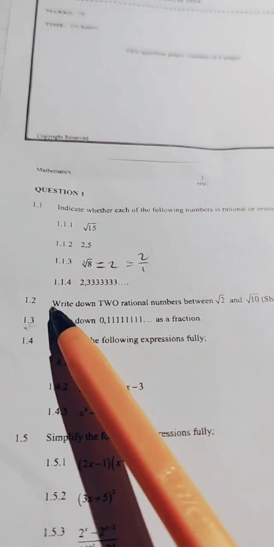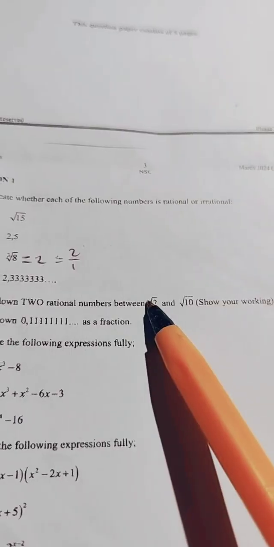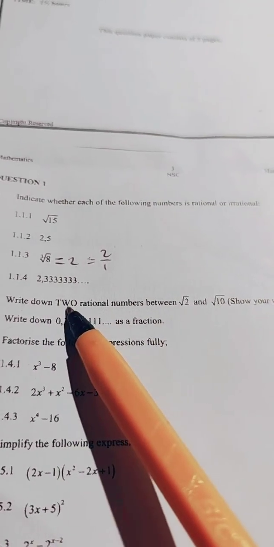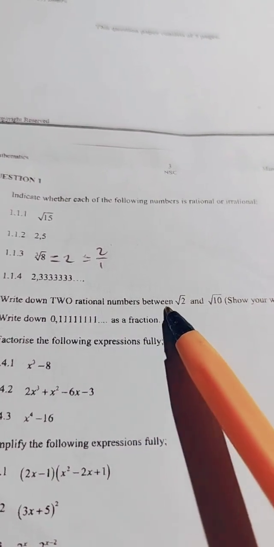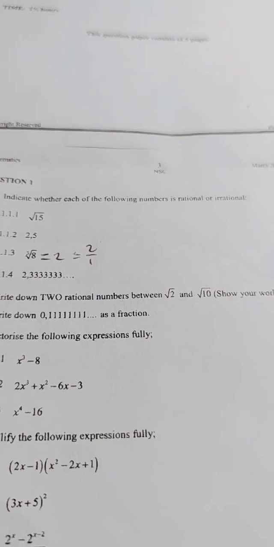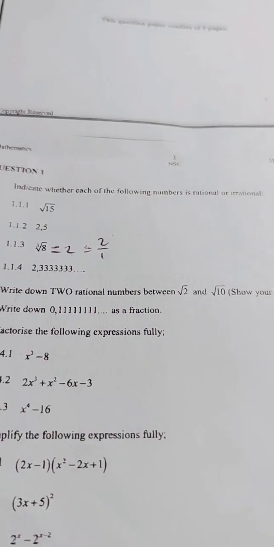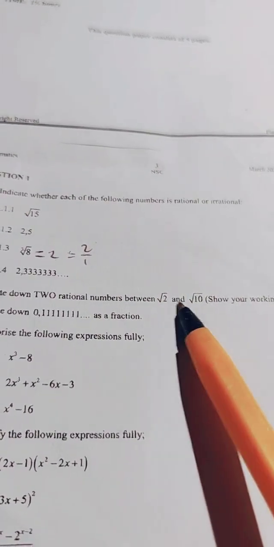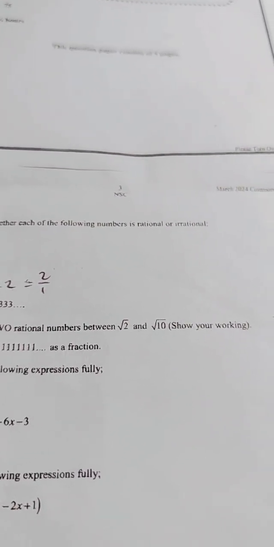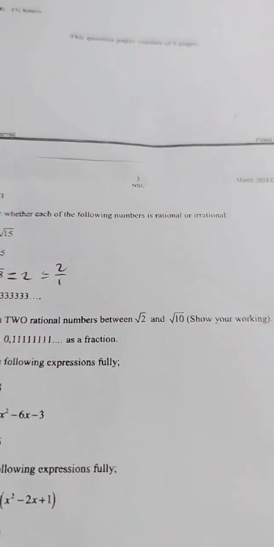Right, 1.2: write down 2 rational numbers between the square root of 2 and the square root of 10. Two of them. Rational numbers between square root of 2 and square root of 10. And they're saying show your working.